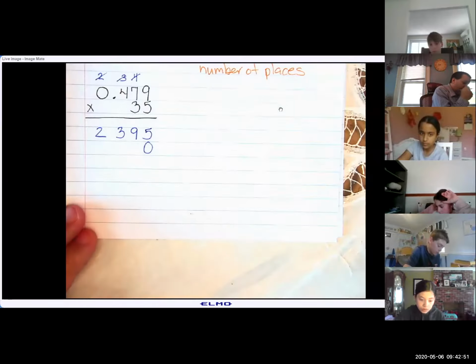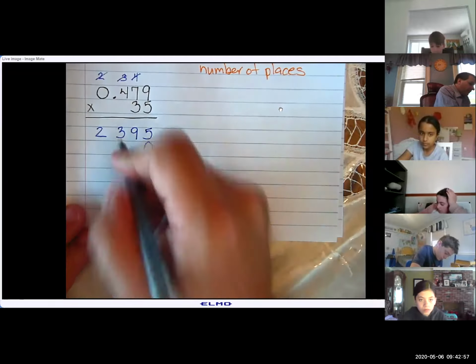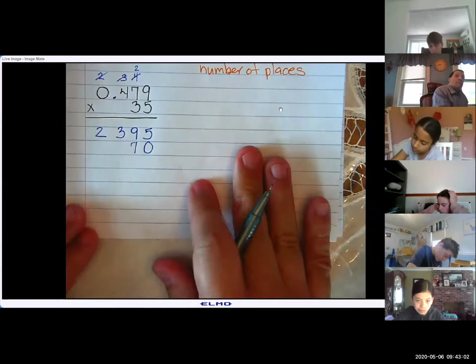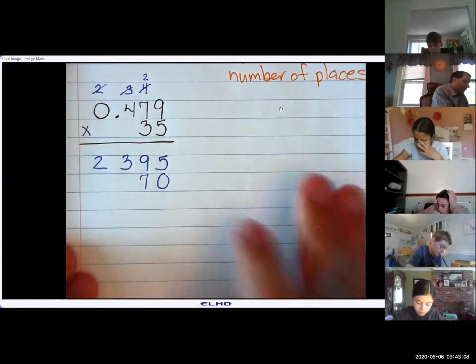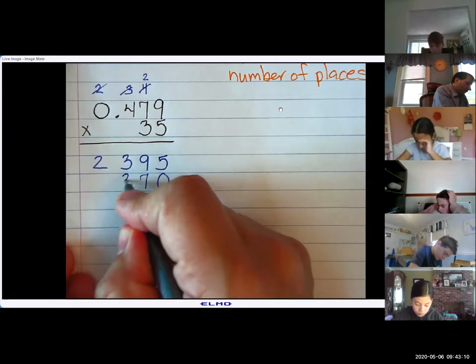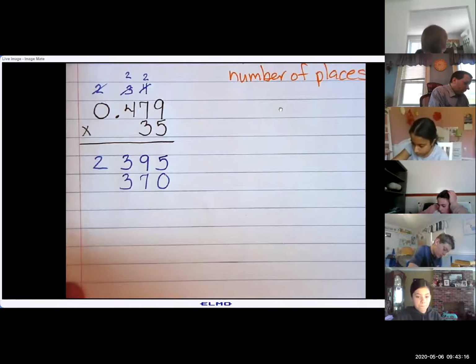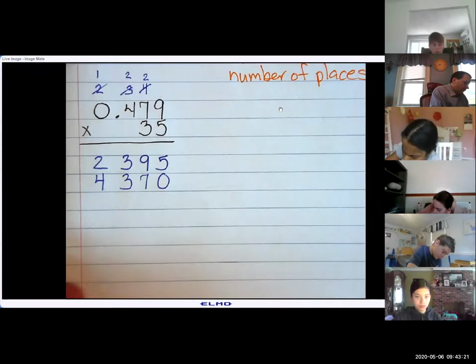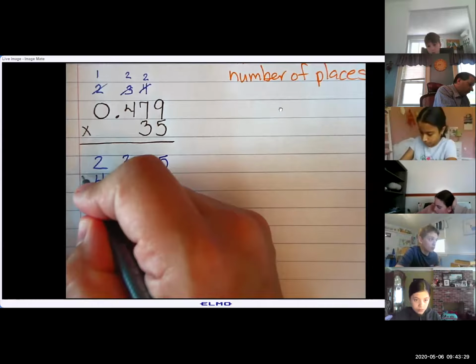And then you just do everything times 3. So 3 times 9 is, that's a 9, right? Yeah. 3 times 9, 27. 3 times 7 is 21 plus 2 is 23. 3 times 4 is 12 plus 2 is 14. Yeah, 14. And then 3 times 0 is 0 plus 1. 1 plus 0 is 1.